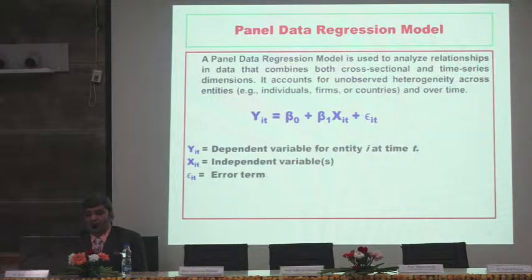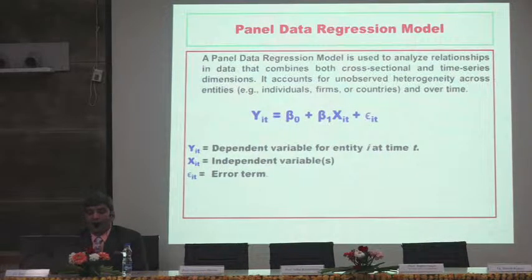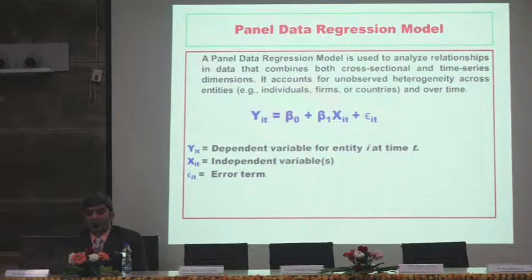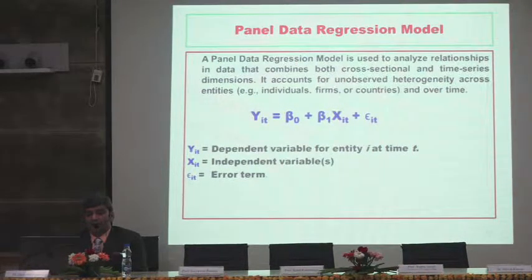Yit is the dependent variable for entity i and time t. Xit, X is our independent variable. I means it is for the ith unit. T means it is for the tth period. Value of t may vary: 1, 2, 3, 4, 5. In the same way, value of i may vary: first unit, second unit, third unit, fourth unit. Error term, uit. So the error term also uses the time and unit expression. So this is the example of a panel regression model.